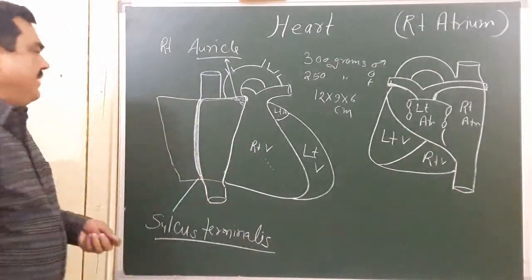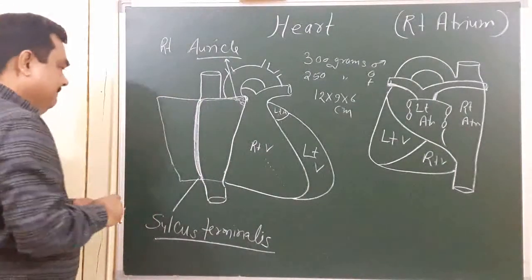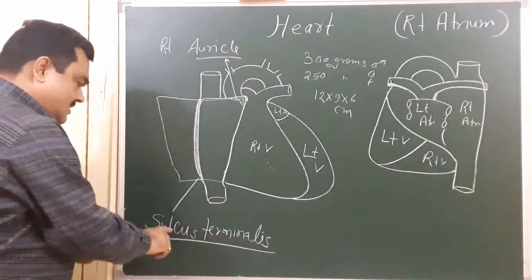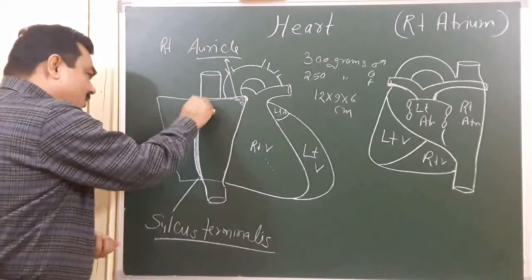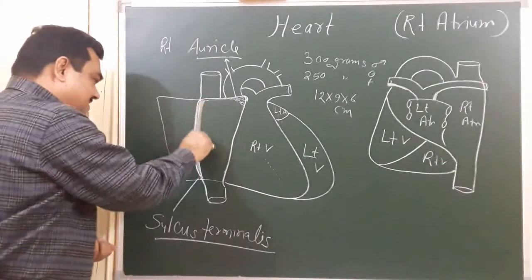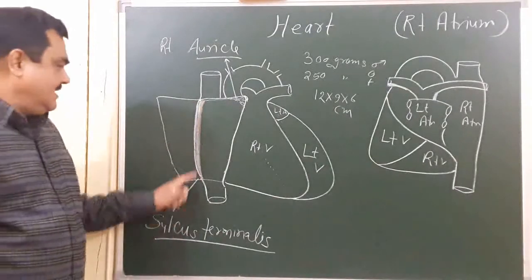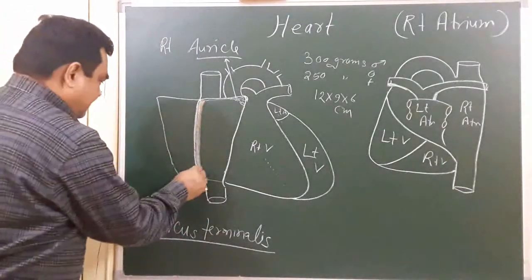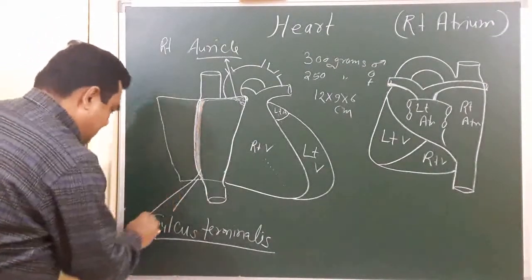now this chamber is open. Opposite this sulcus terminalis, on the inner side, there is a groove. Sorry, there is an elevation, a ridge on the inner side. Opposite to the sulcus terminalis, this ridge is known as the crista terminalis.